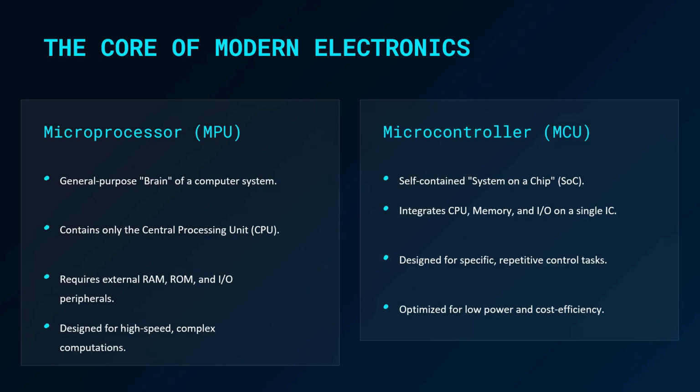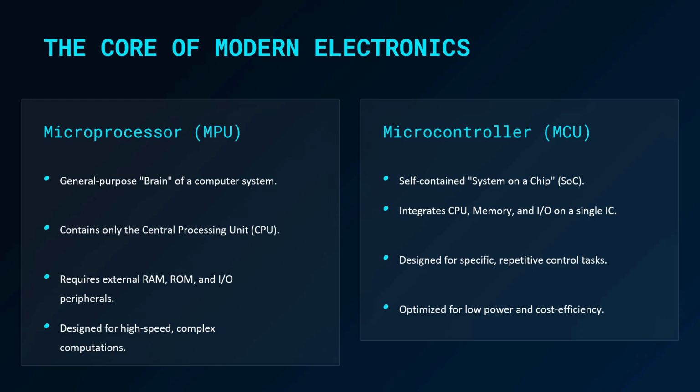Due to this high level of integration, a microcontroller is often called a system-on-chip. Microcontrollers are optimized for dedicated control tasks rather than heavy computation, which makes them ideal for embedded systems such as home appliances, automotive control systems, industrial automation, IoT devices, and robotics.